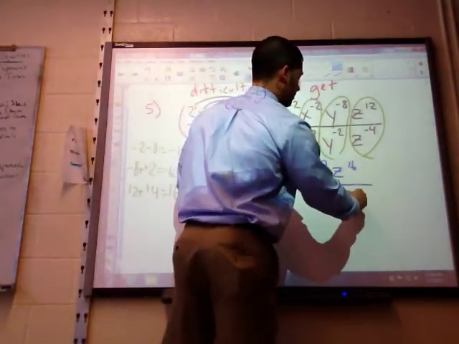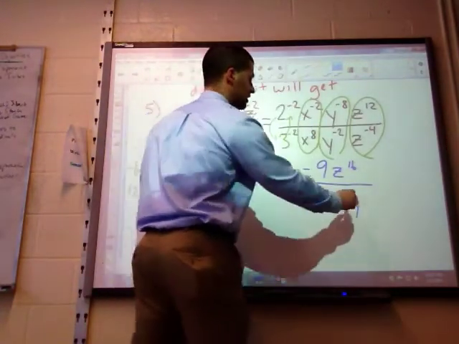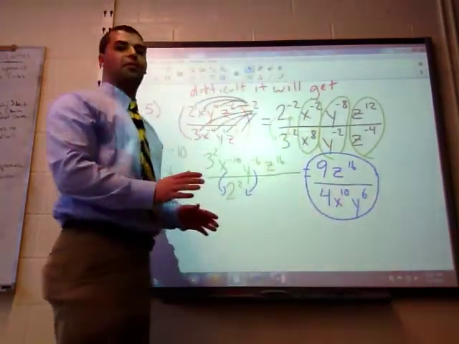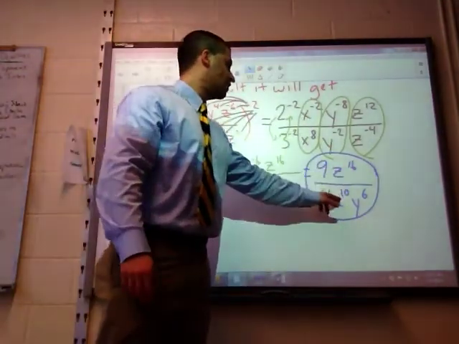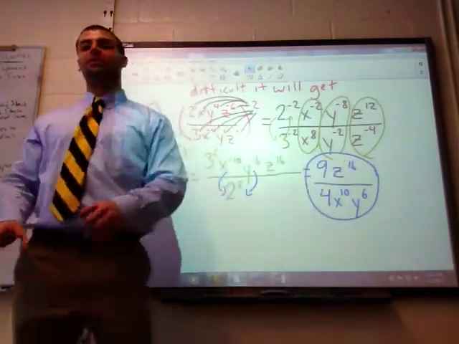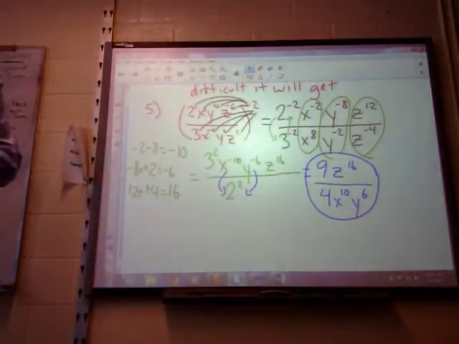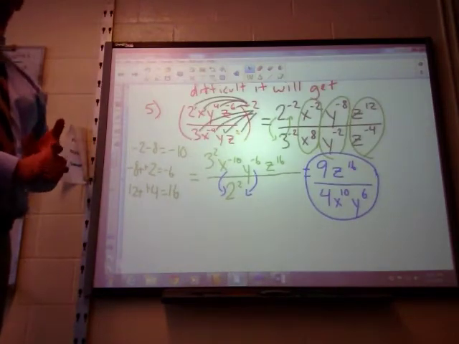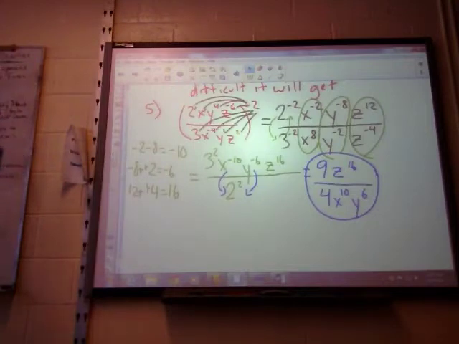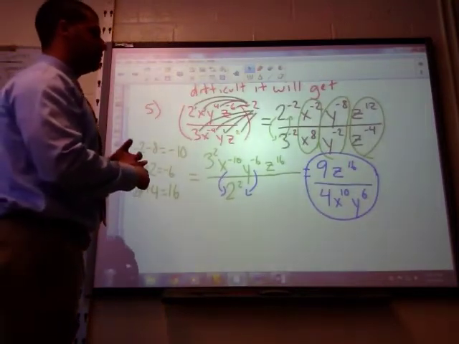x to the 10th, y to the 6th. And you're done. Because all you have now is one of each variable, the numbers are simple, and all the exponents are positive. And that's when you know you're done. When you have one of each number, your numbers are as simple as possible, and your exponents are all positive. That is how you know you have your simplified final answer.